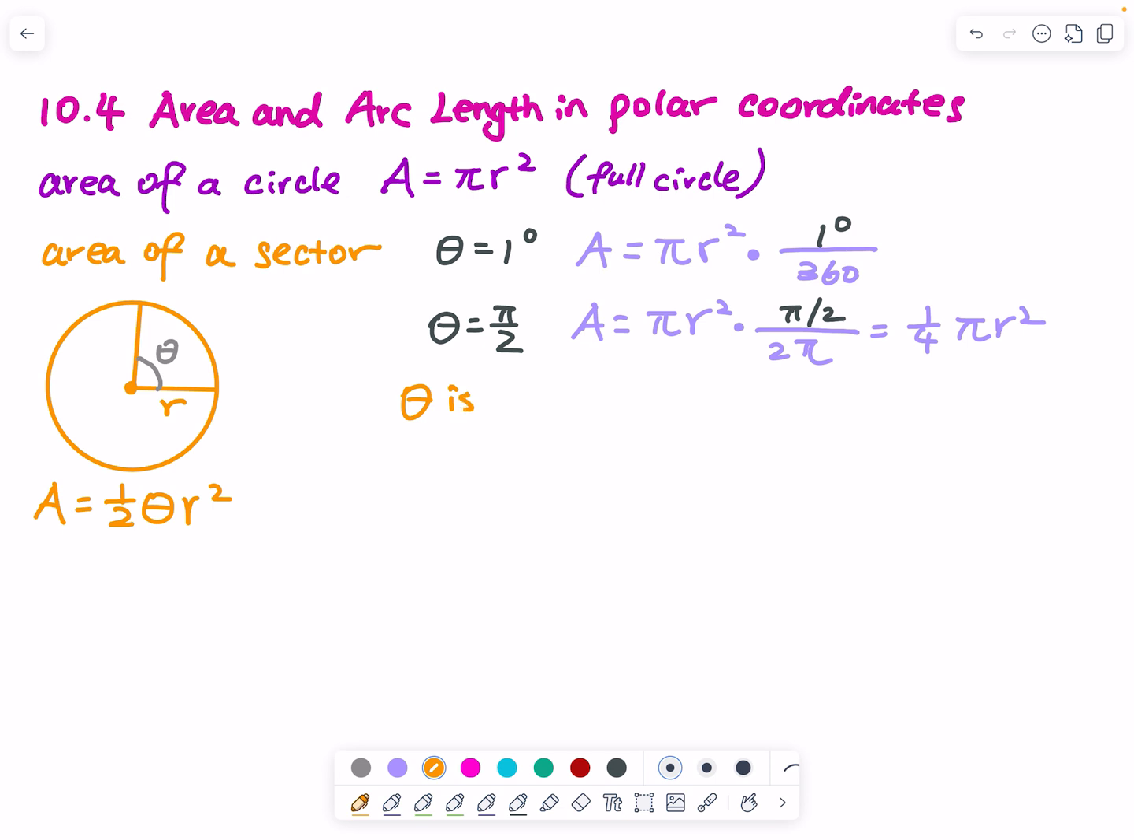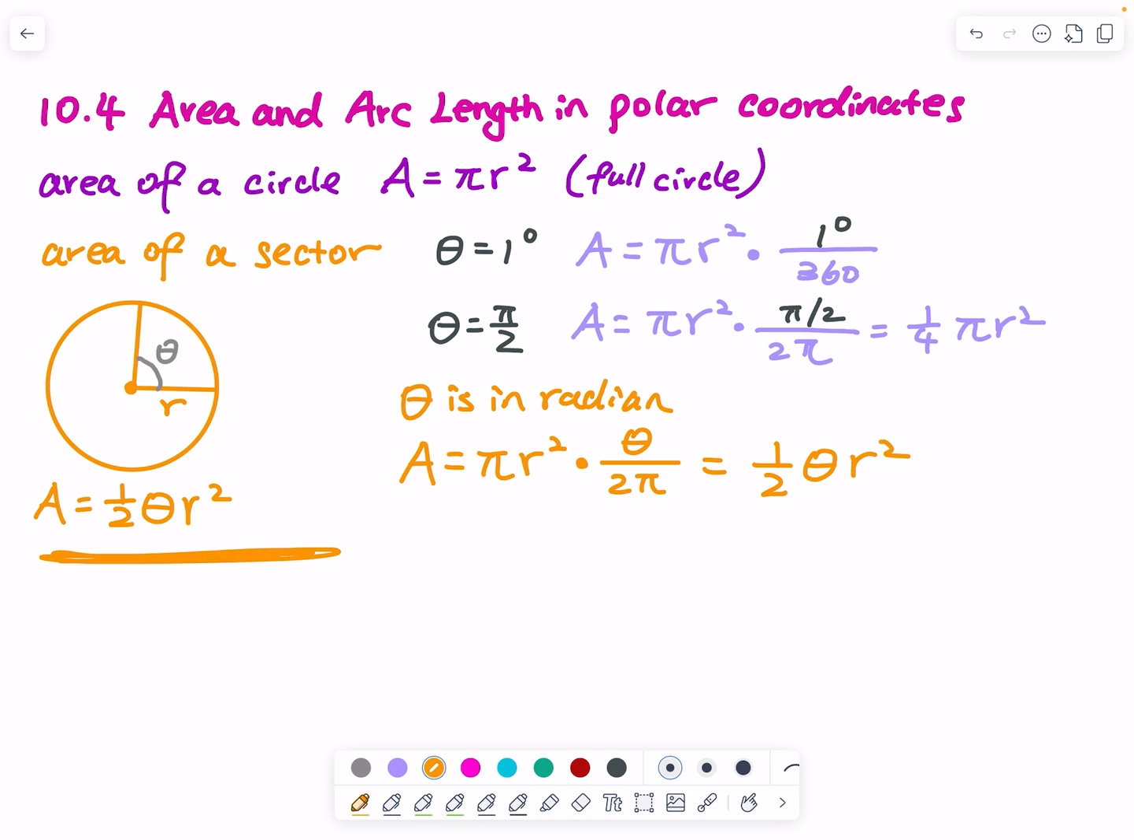So that means when theta is in radians, I have A equals pi r squared times theta divided by 2 pi. Simplify that. The pi cancels, and we have a 1/2, a theta, and an r squared. So that's how we get 1/2 times theta times r squared.